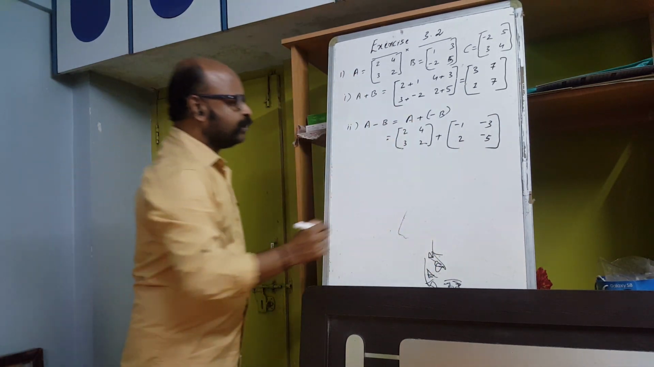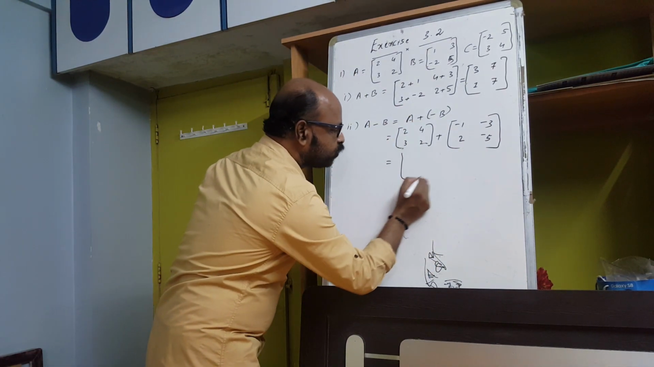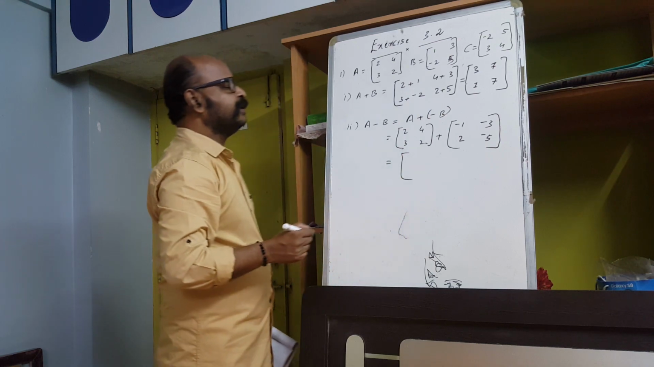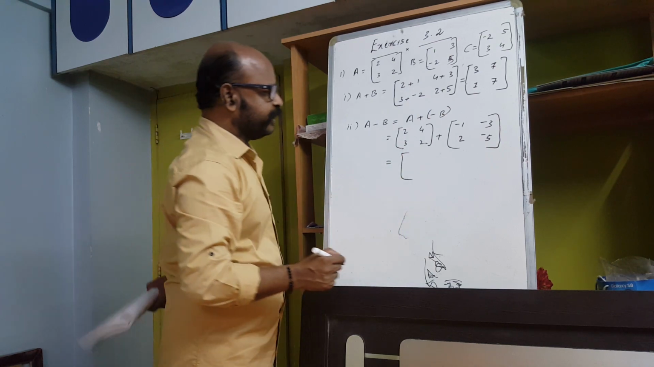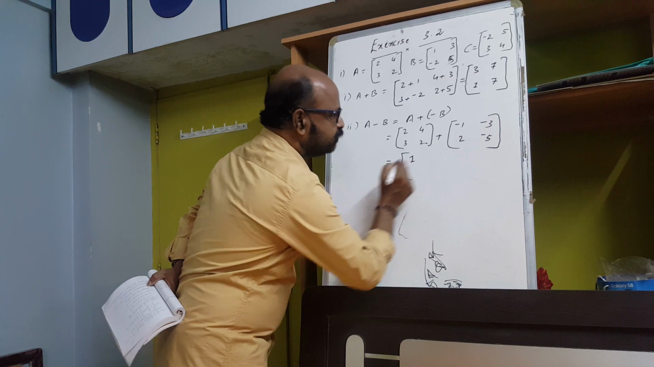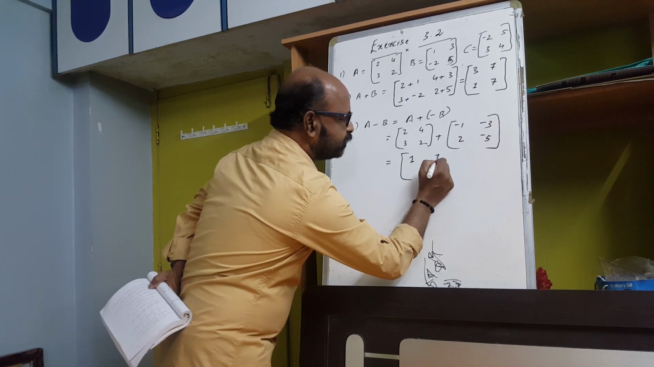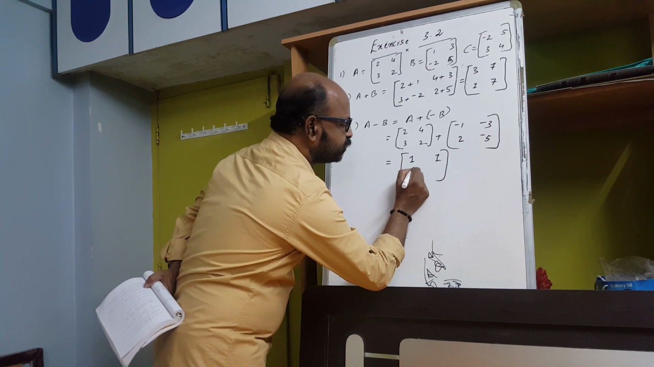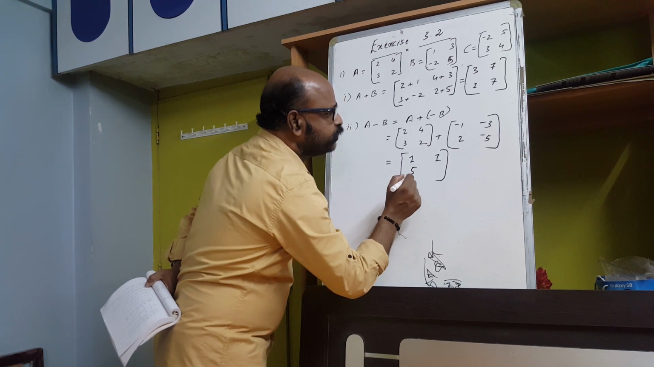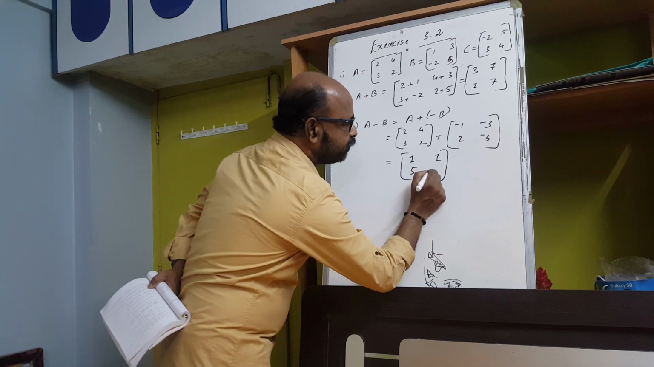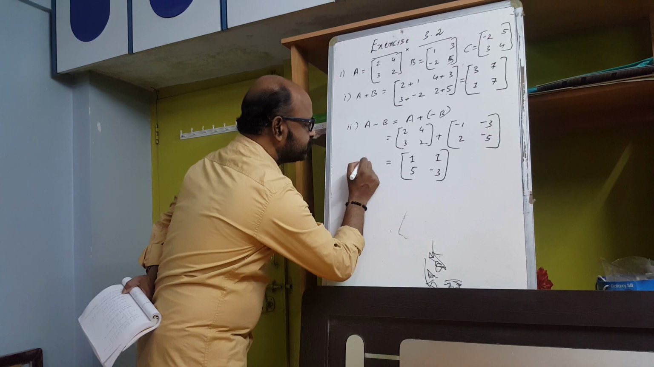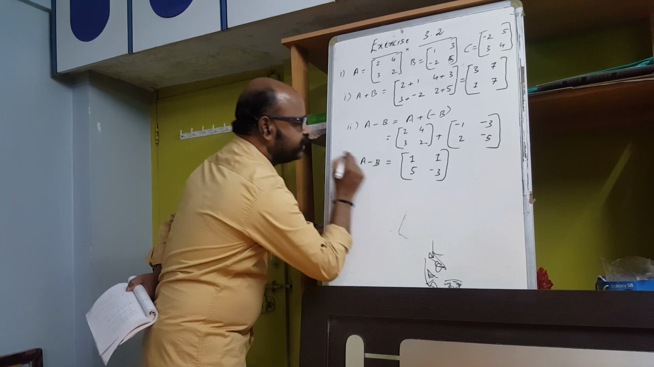Now it is merely the addition of two matrices. We can add it directly. 2 plus minus 1, so it is 1. 4 plus minus 3, that is again 1. 3 plus 2, 5. Then 2 plus minus 5, that is minus 3. So this is the matrix A minus B.